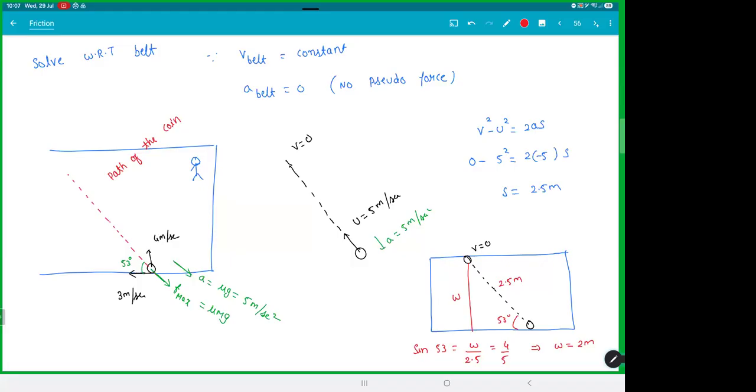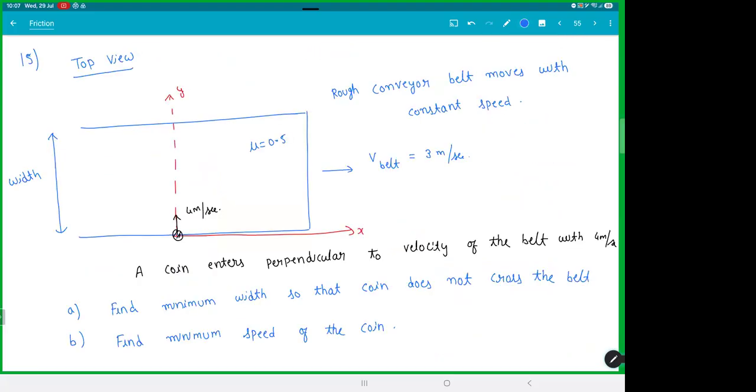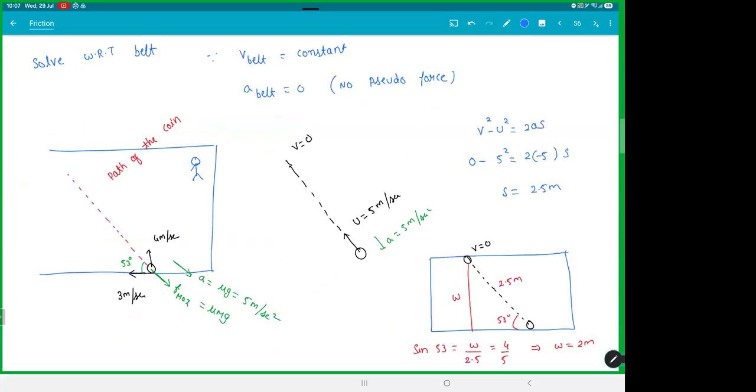The second part: get the minimum speed. That's actually the better one. If this is a paragraph, the second is a tougher one. Let's see how you will find the minimum speed. If they don't mention anything, it is always in the ground frame, so be careful with that. This is the path of the coin as seen by the belt. It's not actually going in a line. What is the minimum speed of the coin?